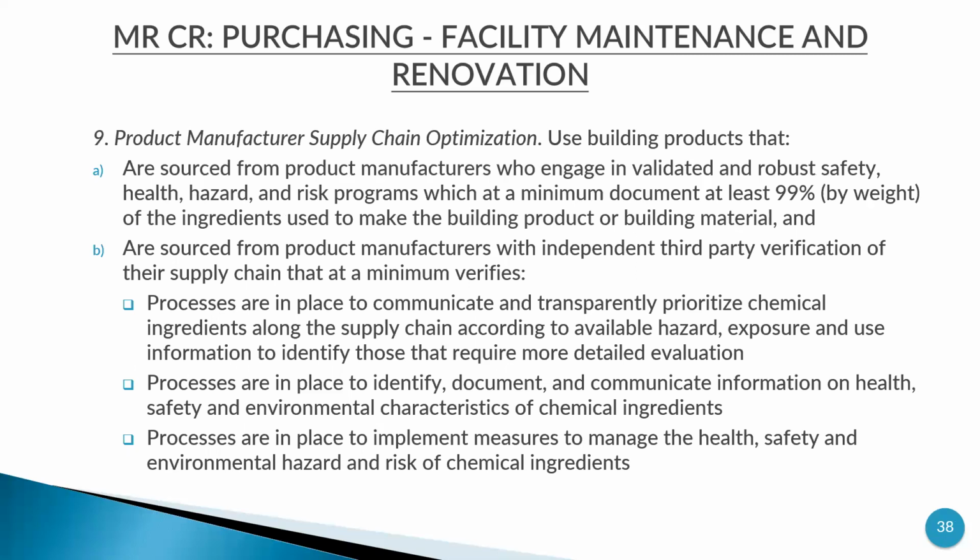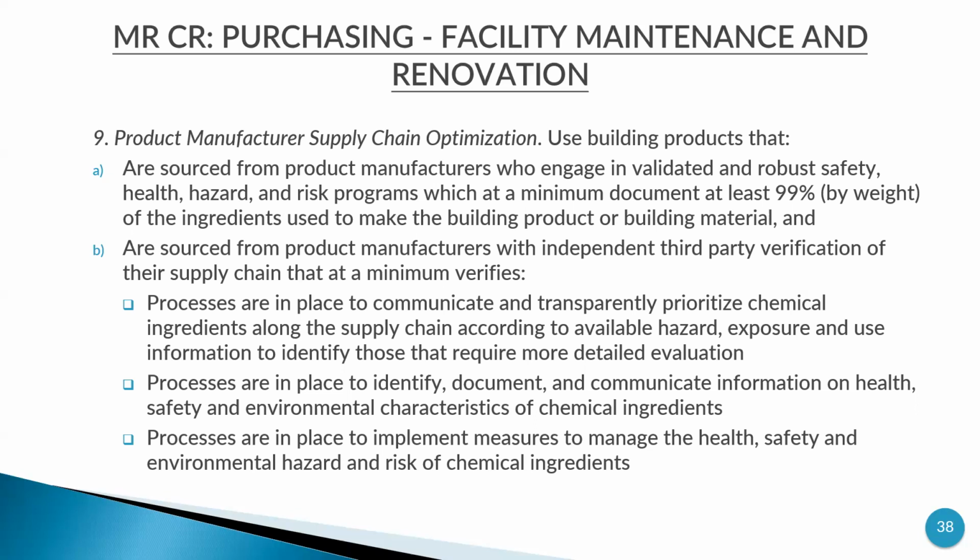Now, the ninth point is product manufacturer supply chain optimization. What is this? Again, these are products that are sourced from product manufacturers who engage in validated and robust safety, health, hazard, and risk programs. Which means that the suppliers have all these kinds of certifications, which at a minimum document at least 99% by weight of the ingredients used to make the building product or building materials.